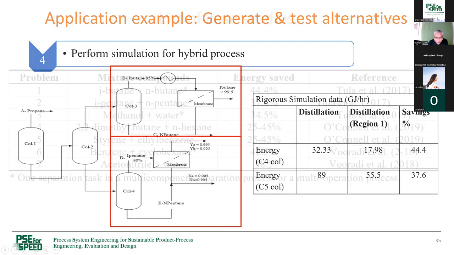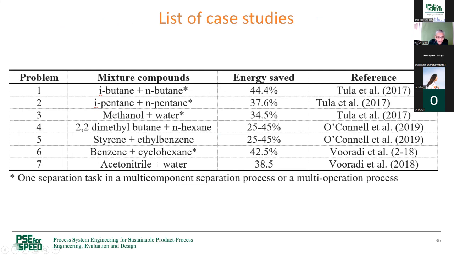Does it work for other systems? Here are other systems. Separation of this we already know. This we already know. Methanol water, 2,2-dimethyl butane, hexane separation, styrene ethyl benzene, benzene cyclohexane, acetonitrile water. All of these are taken from the literature of existing columns, and we have shown that so much energy can be saved.